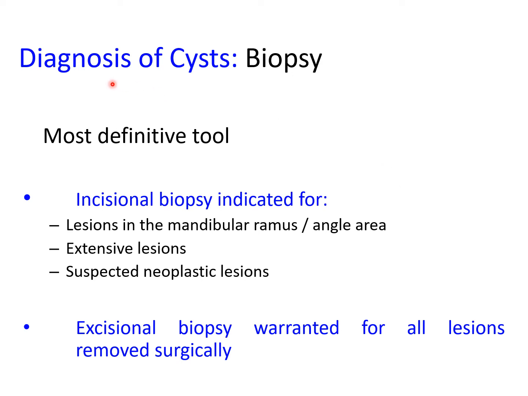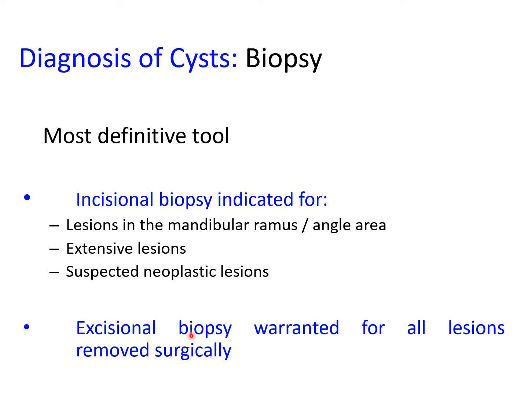Biopsy remains the gold standard tool for definitive diagnosis of cystic lesions. Incisional biopsy is indicated for lesions in the mandibular ramus and angle area, or for extensive lesions encroaching on vital anatomical structures, and where there is a suspicion of a potentially neoplastic lesion. You would take a small piece of tissue from the lesion and submit it for biopsy, and then you would plan your definitive treatment.